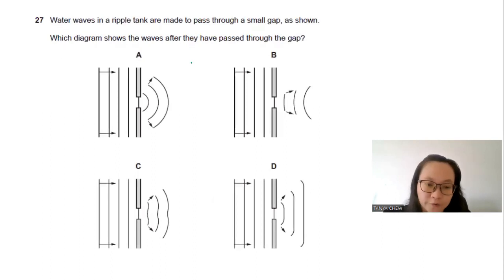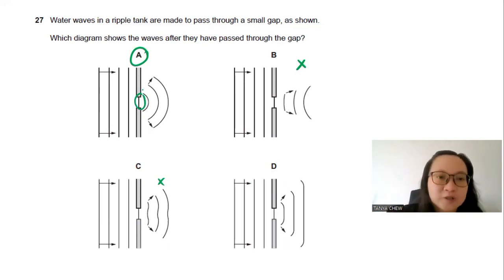Number 27, water waves in a ripple tank are made to pass through a small gap as shown. Which diagram shows the waves after they have passed through the gap? When the waves pass through the gap, this situation is called diffraction, the spreading of waves. B is wrong. C is also wrong, right? So what happened here? A is the correct answer because this gap is very small. When I check roughly, the size of the gap is roughly equal to the size of the wavelength.